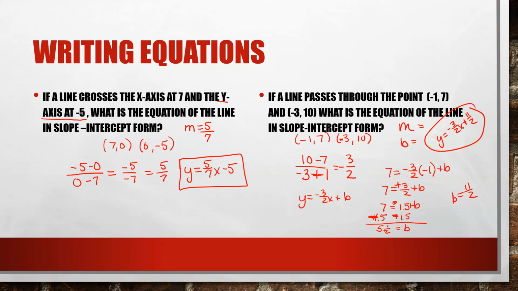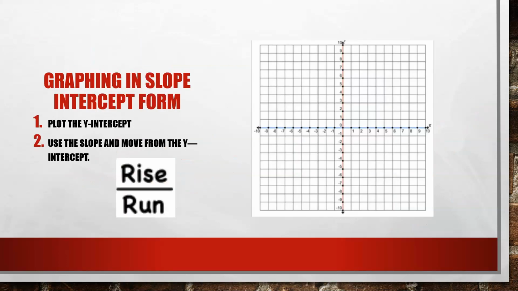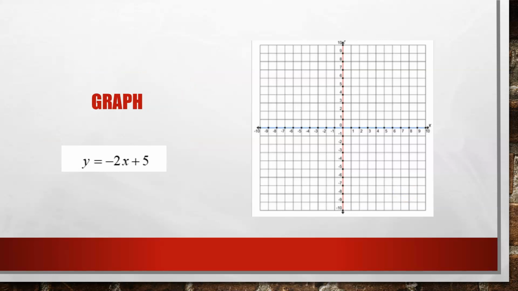All right, let's go back and practice graphing. So graphing in slope-intercept form. You plot the y-intercept and you use the slope and move from the y-intercept using rise over run. Okay, so let's see these examples in motion. So the first one is y equals negative 2x plus 5. So 5 is your starting point on the y-axis. So I'm going to count up to positive 5 and make my first point.